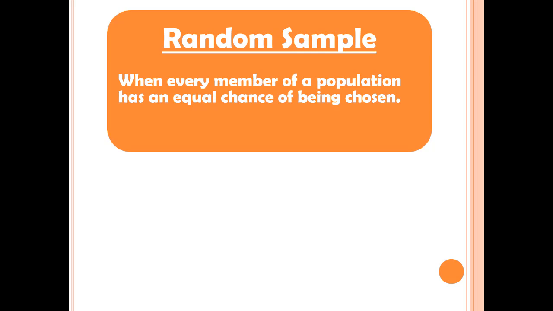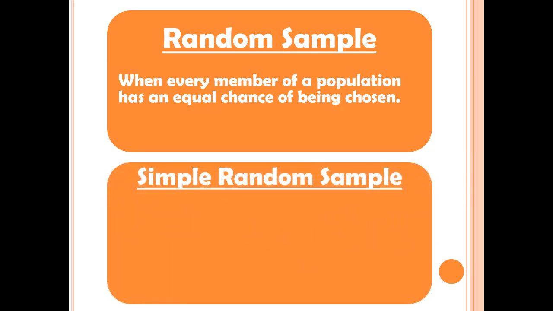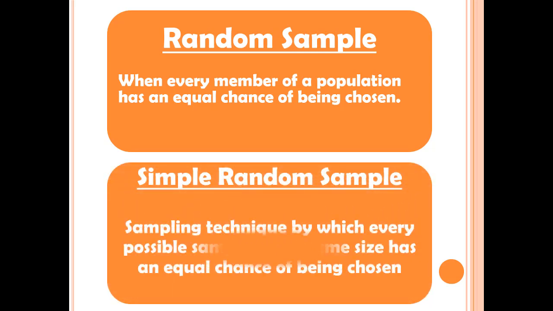The first is called a random sample. A random sample is when every member of a population has an equal chance of being chosen. The next one is called a simple random sample. A simple random sample is when every possible sample of the same size has an equal chance of being chosen. So what's the difference between a random sample and a simple random sample?